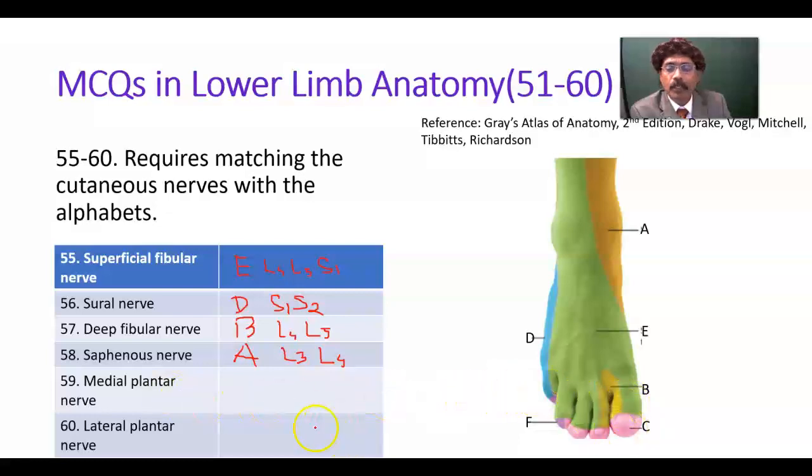Then the medial plantar nerve. What is the medial plantar nerve? C is the medial plantar nerve. Its root value should be L4. How about the lateral plantar nerve? That is L5. The lateral plantar nerve is F, and its root value is L5.